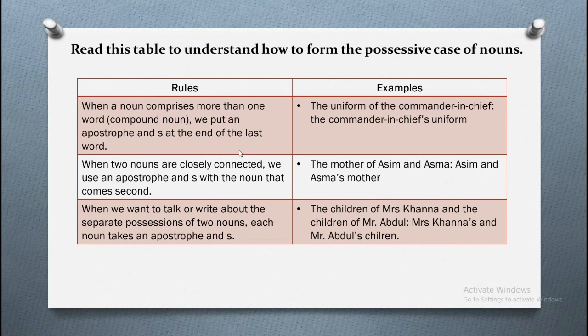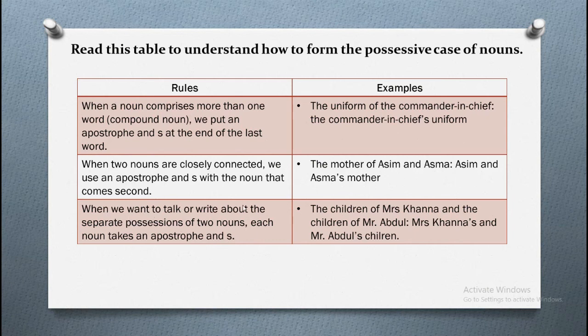Next one. When two nouns are connected, we use apostrophe S with the noun that comes second. Suppose we are using two nouns together for a single purpose. Then we use the apostrophe only with one noun, and that is the one which comes afterwards. We do not use the apostrophe S with the first noun. Let's see the example. The mother of Asim and Asma. This refers to only one lady who is the mother of both Asim and Asma. So we'll say Asim and Asma's mother. We'll not say Asim's and Asma's mother. Grammatically, it will not be correct.